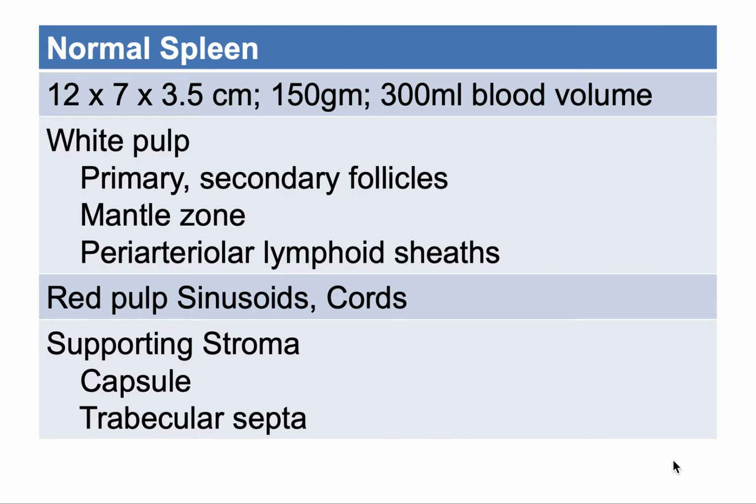Spleen structure measures around 12 by 7 by 3.5 centimeters, weight approximately 150 grams, with 300 milliliters of blood volume. There are normal structures such as the white pulp, composed of primary and secondary follicles with the mantle zone, and periarterial lymphoid sheaths. The red pulp has sinusoids and cords, and the supporting stroma involves the capsule and trabecular septa.